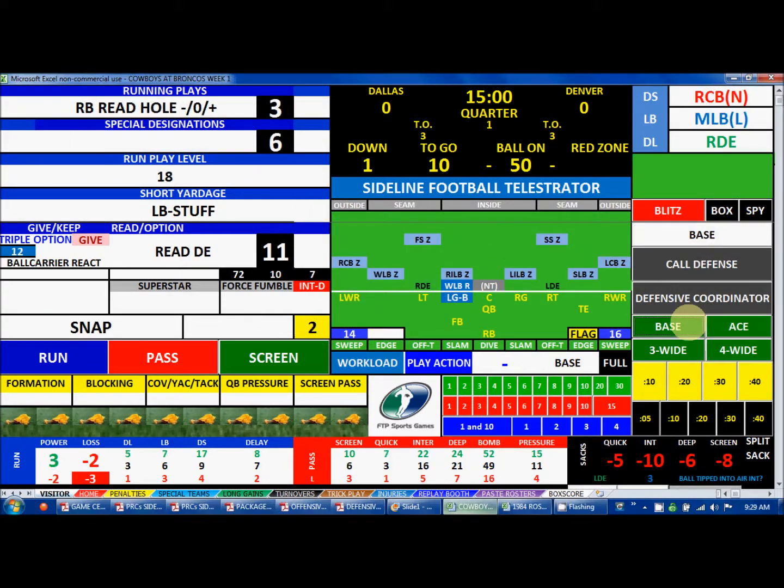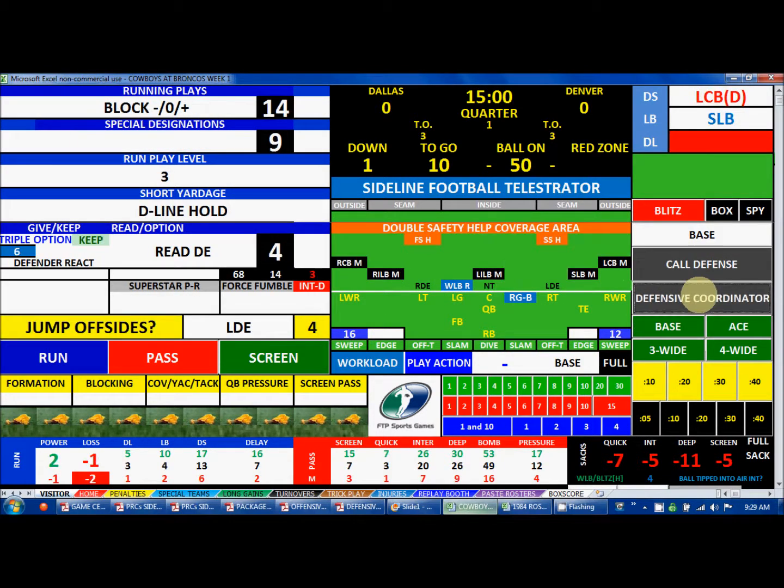Alright, so let's go back to base everything. Use the defensive coordinator. This area here, outside seam, inside seam, outside, that is the pass direction, whether it's to the left or the right. Inside left, seam left, outside left. Inside right, seam right, outside right. Again, all of that is explained fully and thoroughly in the game instructions.